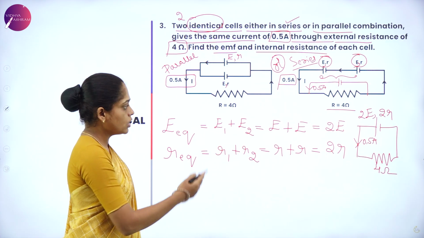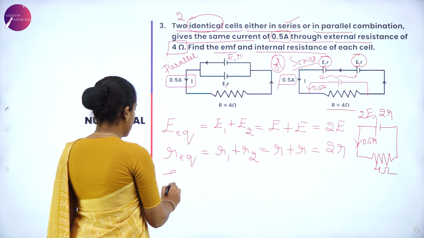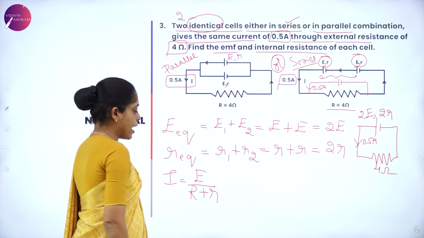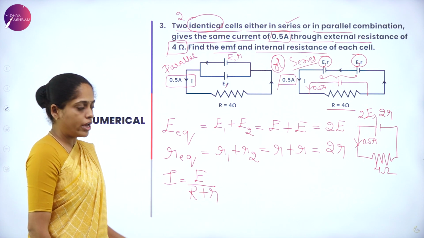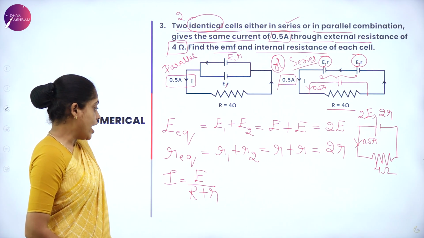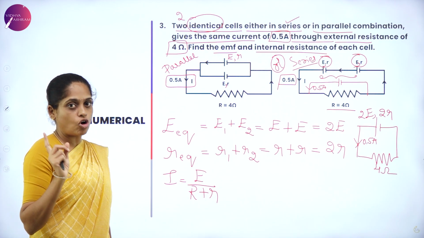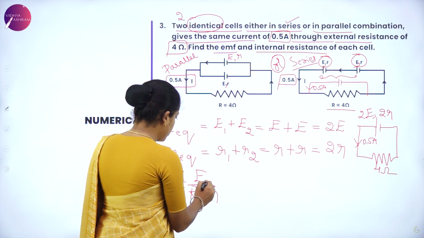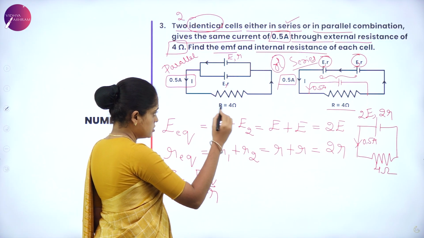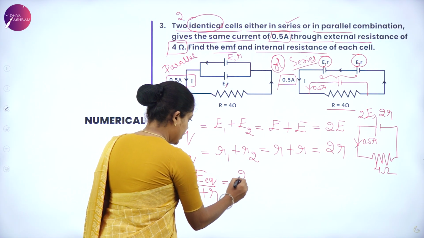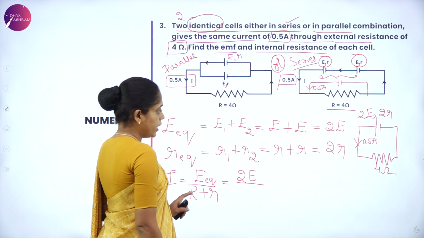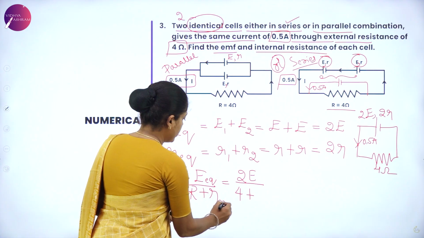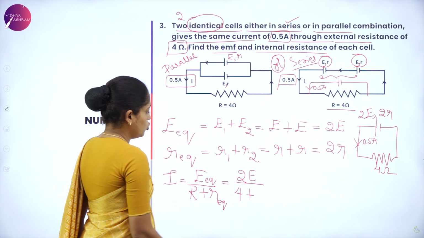Resistance is 4 ohm. Current in the simple circuit is given by I is equal to E by R plus r, where capital R is the external resistance and small r is the internal resistance. We missed this formula in the list of formulas. Please note this in the list of formulas. Now, let us substitute the equivalent EMF in series, which is 2E, divided by the external resistance 4 plus the equivalent internal resistance in series, 2R.